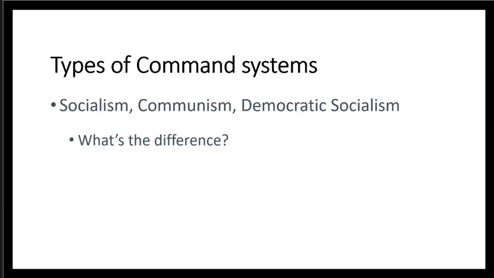Now, getting into command systems, you can find it in any one of these three different modes: socialism, communism, and democratic socialism, and most students have trouble at first trying to figure out what the difference is. So socialism is basically where the government starts to take control of aspects of the economy. In socialism, it's not an all or nothing thing. That would be communism. Communism is like socialism on steroids.